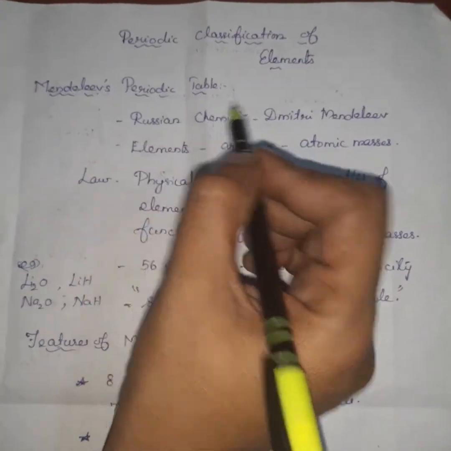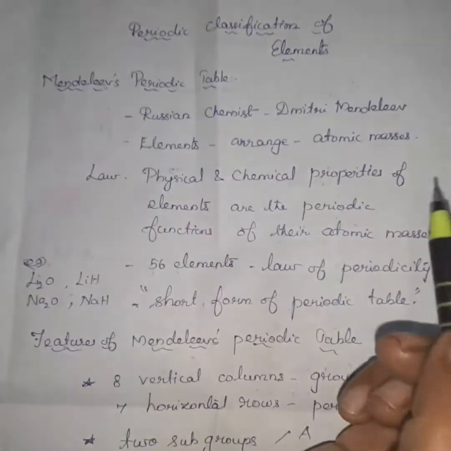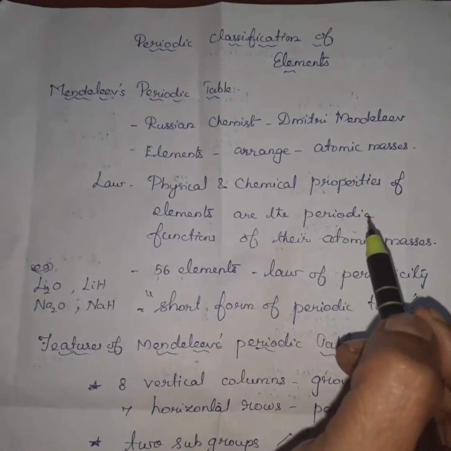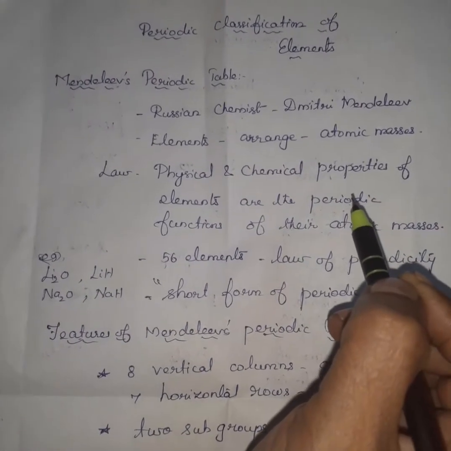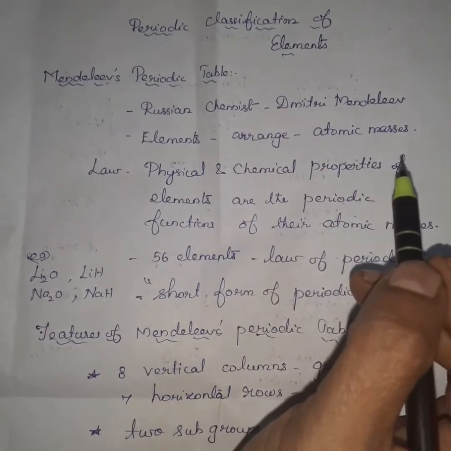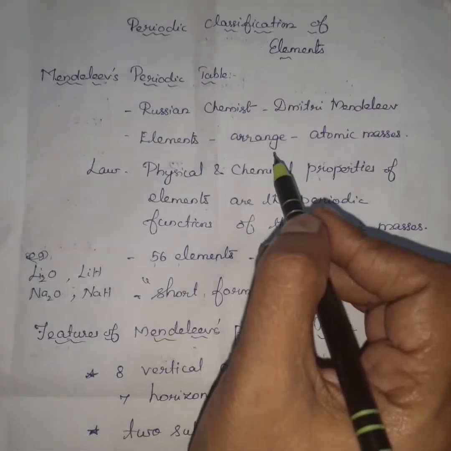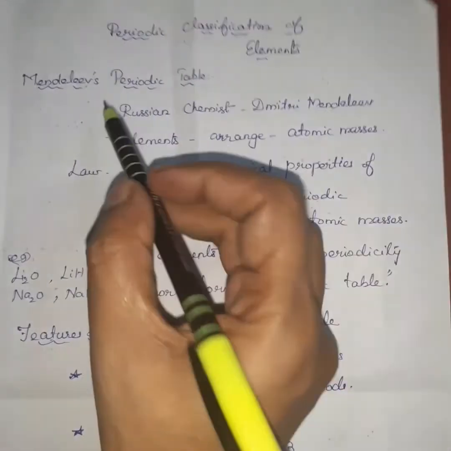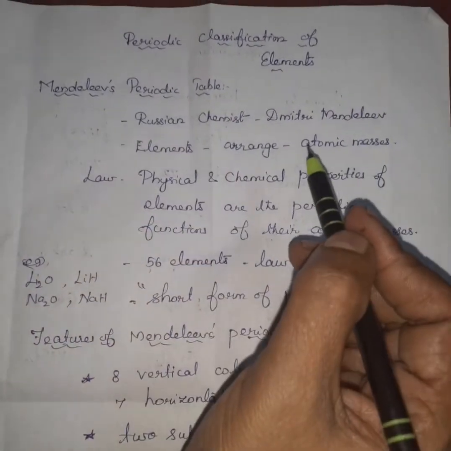Today we are going to learn about the Mendeleev periodic table. Here he arranged the classification of elements according to the atomic masses, with similar properties in the same group. So it is a very important one. It is also called the short form of the periodic table.